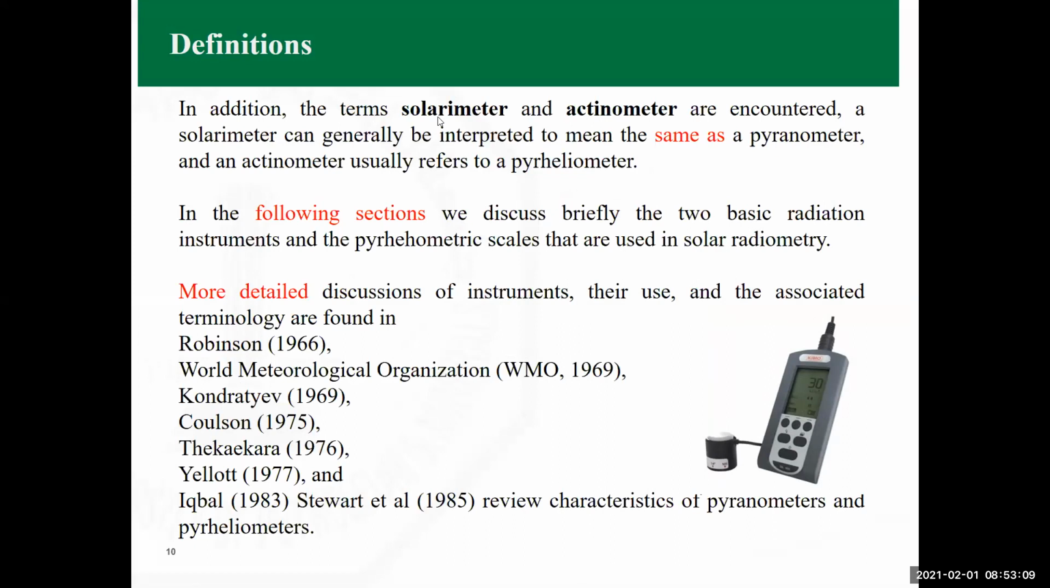The solarimeter works on the same principle as the pyranometer. As you can see here, it reflects the total amount of radiation which is falling. And there is the actinometer, which is another title for the pyrheliometer. Then these are some people who talked about the basic principles of operation of these devices in general.